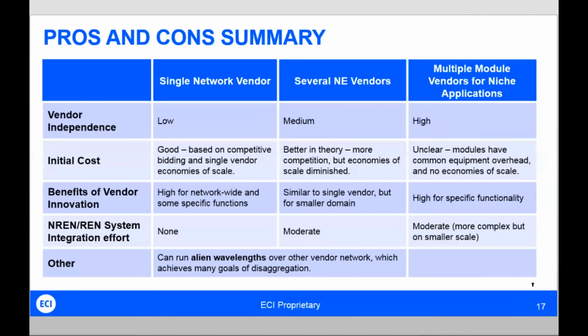When you have several NE vendors, it's limited to their domain, and then it's up to the NREN to try to start tying those things together across the overall network. For certain functions, such as end-to-end optical signal-to-noise ratio monitoring, that could be a little bit difficult, particularly if a wavelength spans multiple vendor domains.